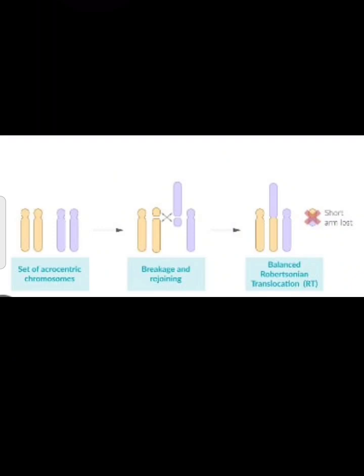Here you can see acrocentric chromosomes with a very short P arm. The P arms combine with breakage and rejoining, and the Q arms combine. If this occurs in one person, since there is no total loss or gain of chromosome material, as those parts are still within the cell, there is no problem for that person. The problem with Robertsonian translocation arises when they are forming gametes. So let's see.